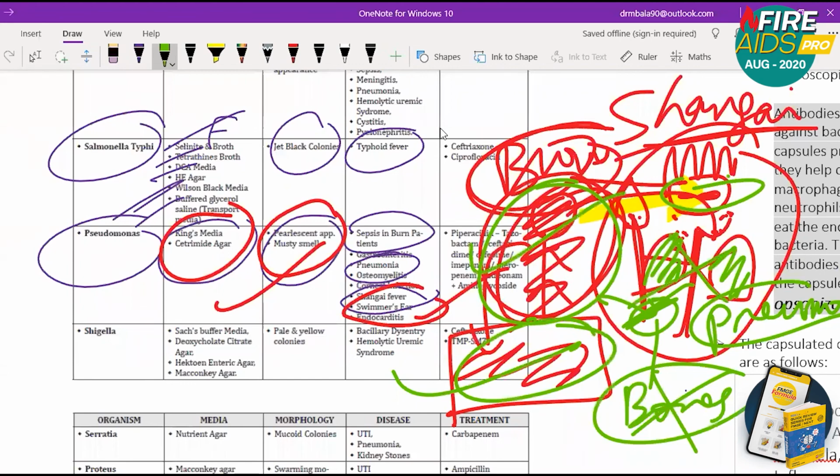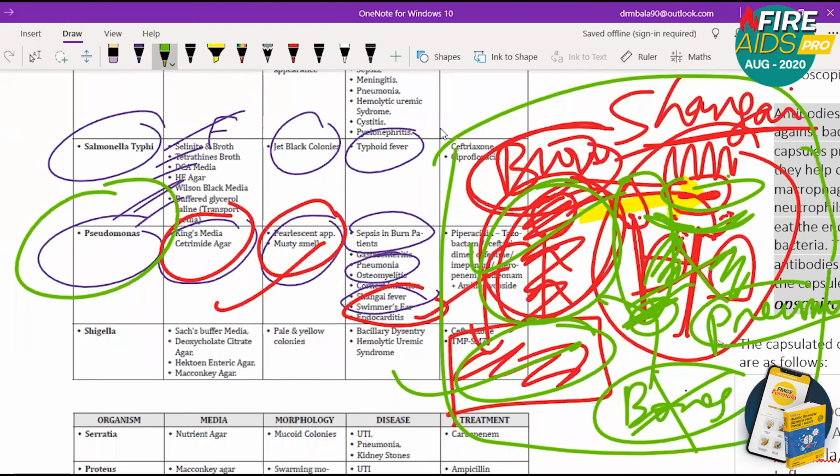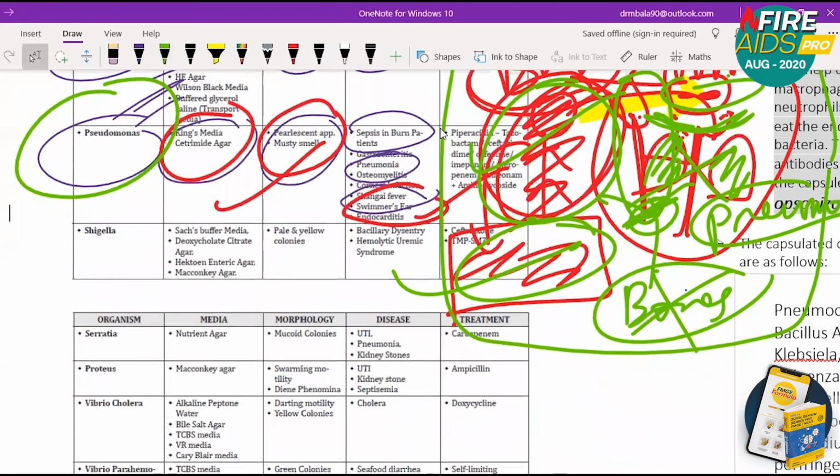The king is holding a scepter. That is Cetrimide agar. He's a king. So King's media. He's wearing pearls. That is pearlescent appearance. And the king is smelling musty. So all these pictures will help for cracking all the MCQs that come from Pseudomonas. Pseudomonas is a vast topic, but if you remember these points, you can easily crack this MCQ. Am I clear here? Very good. Okay. So we'll continue further. So this picture you should never forget.